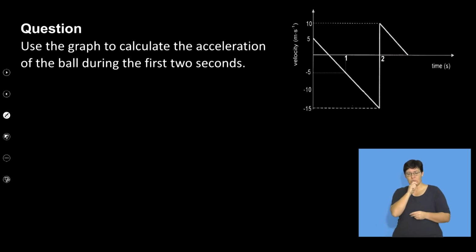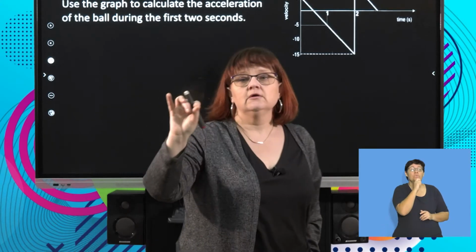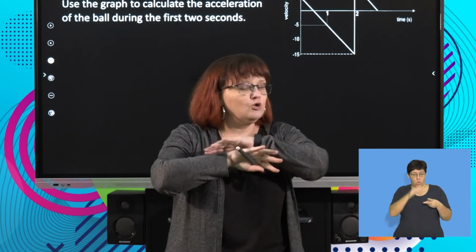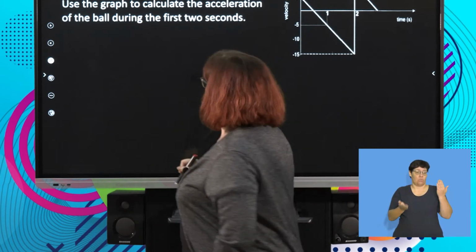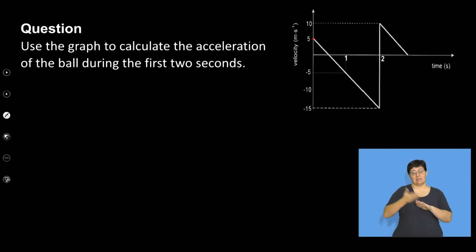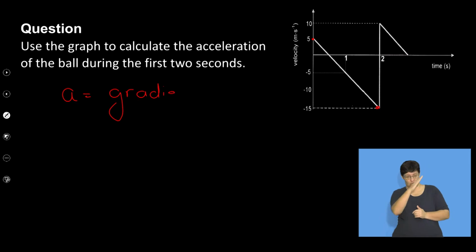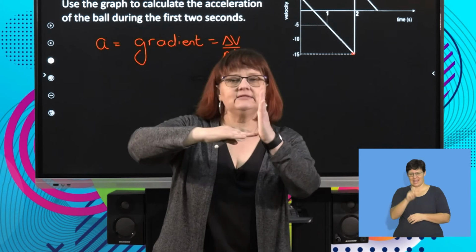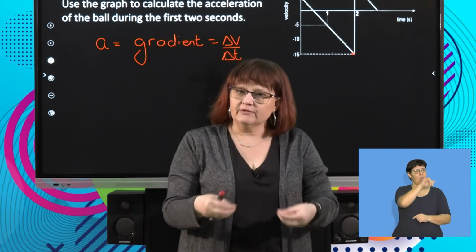Use the graph. Use the graph. Means area or gradient, not equations of motion. So we want the acceleration from here to there. Acceleration is equal to the gradient of my graph, which means it's change in velocity over change in time. I don't put change in y over change in x because my axes aren't called y and x. I use what they're called.